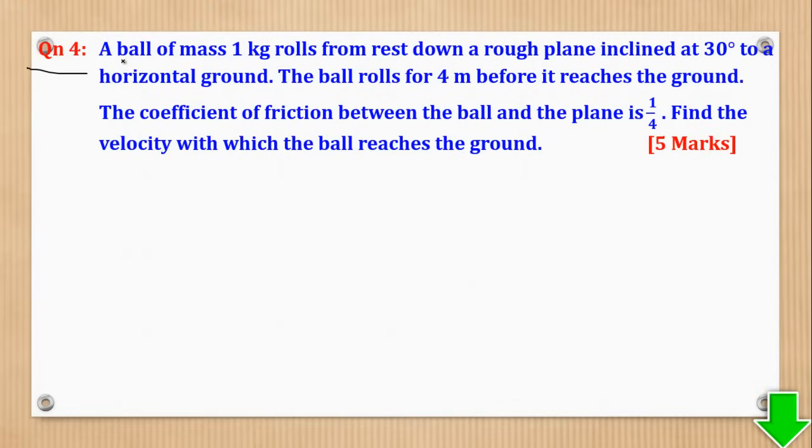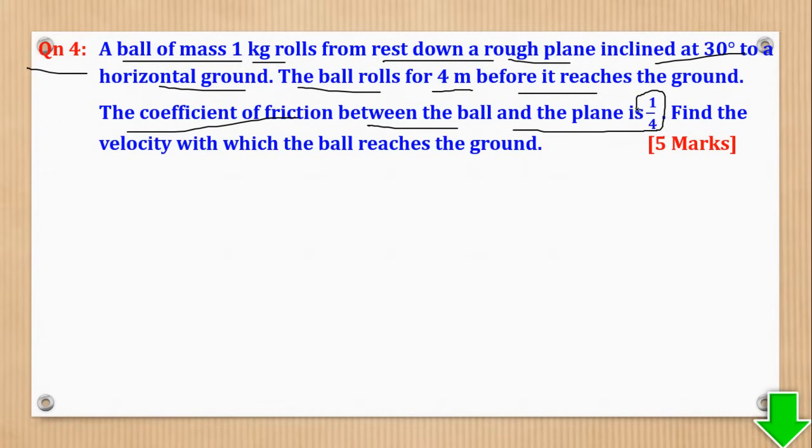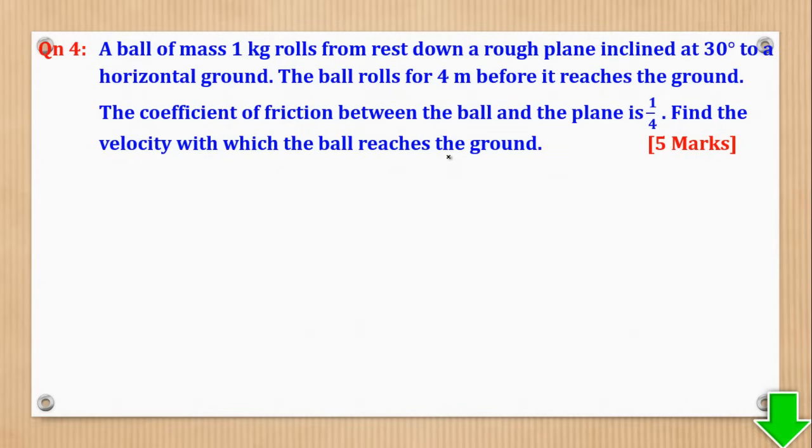Then question 4: a ball of mass this rolls from rest down a rough plane inclined at this to the horizontal. The ball rolls for 4 meters before it reaches the ground. The coefficient of friction between the ball and the plane is 1/4. Find the velocity with which the ball reaches the ground. So this is under Newton's laws of motion and it's under dynamics.